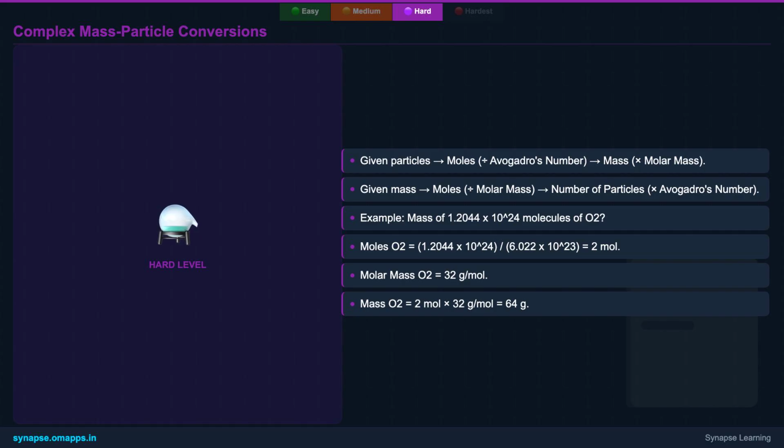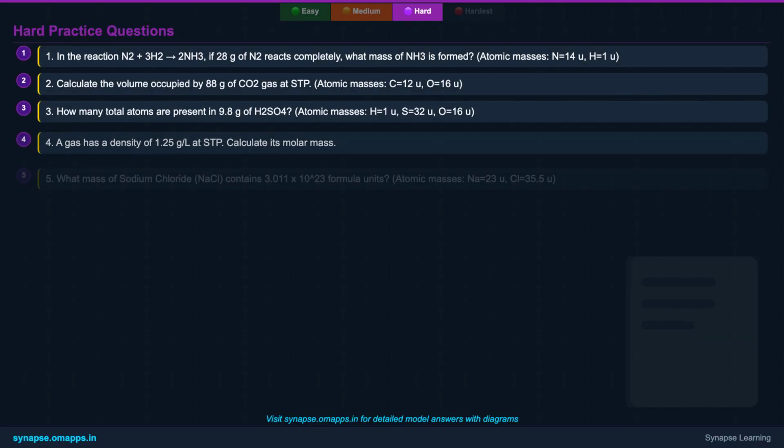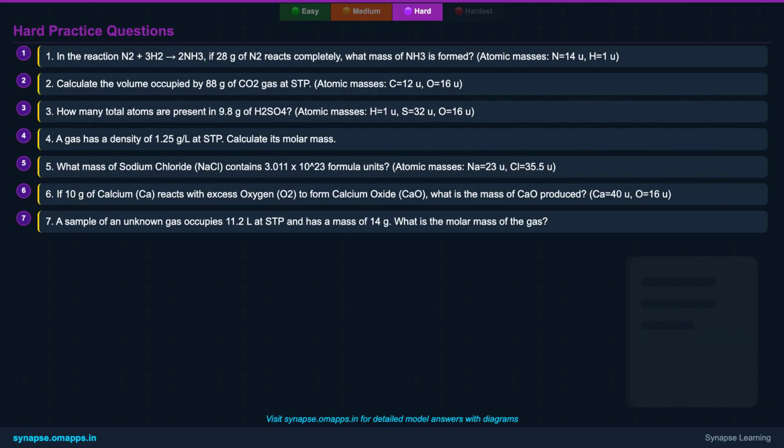In pharmaceuticals, it ensures precise drug dosages. In chemical manufacturing, it optimizes reactant amounts to maximize product yield and minimize waste. Environmental scientists use it to measure pollutant concentrations, and even the food industry relies on it for accurate ingredient proportions. These applications highlight how this seemingly abstract concept is fundamental to real-world scientific and engineering solutions, ensuring efficiency, safety, and quality.